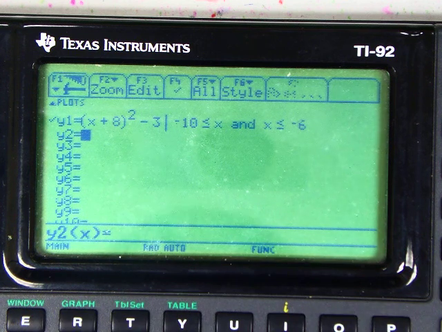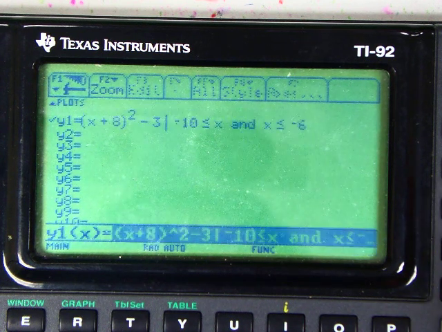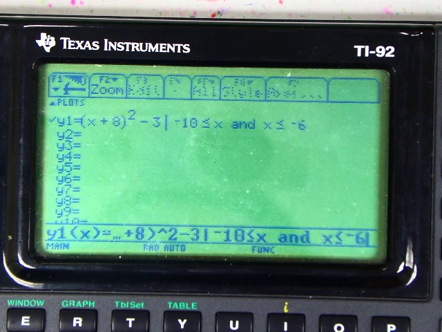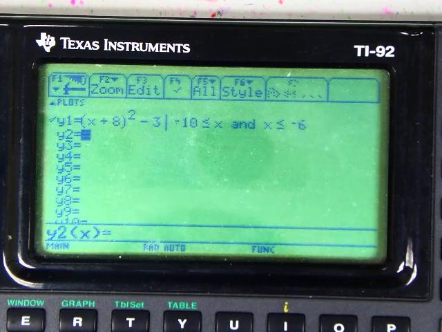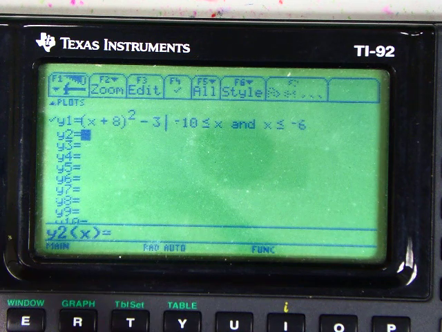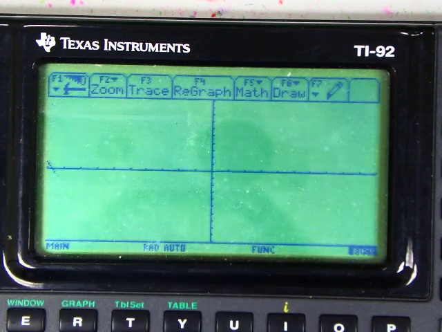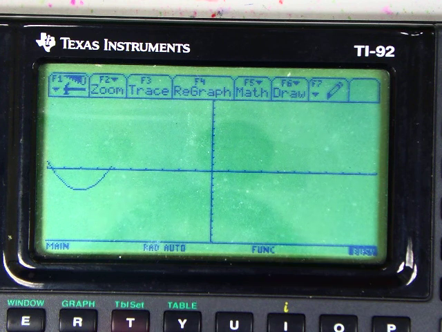So if you need to find that, that's in your catalog. Look for the word and, then you can type it, and then you can put it in. So that's if you have a TI-89 and the compound inequality is not working. So like right here, let's just type this in again. So I should have this parabola, and the only values that should show up are x values between -10 and -6. So if we were to graph this, and there we go, between -10 and -6.